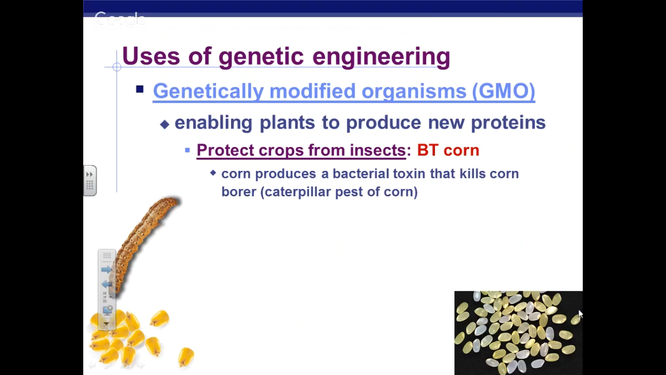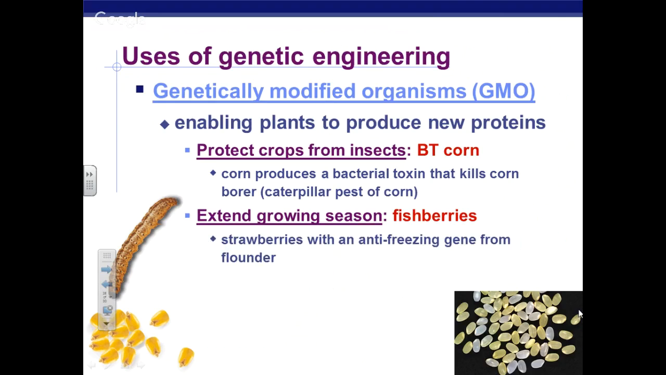Another type of genetically modified organism are fish berries. It'd be weird if you went to the store and you saw fish berries instead of strawberries. But they're strawberries that have a gene from a flounder that is an antifreeze gene. It helps extend the growing season of strawberries to much earlier. You can start earlier. It helps protect them from frost.